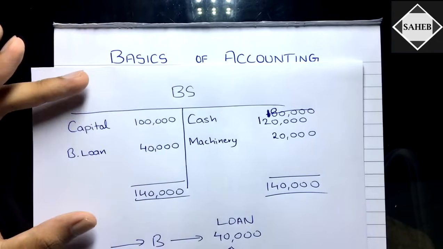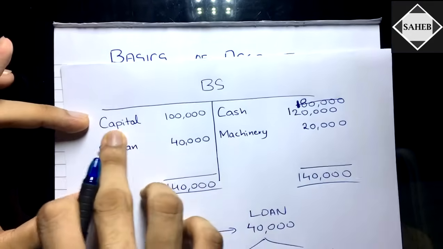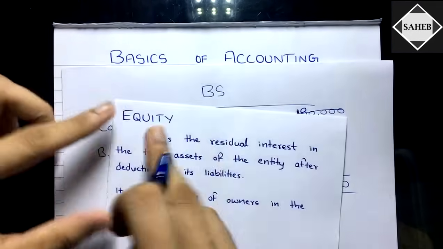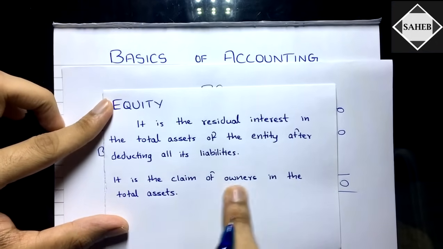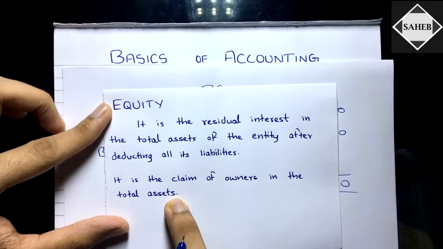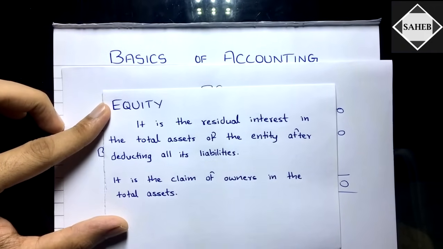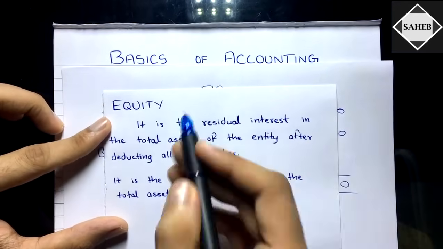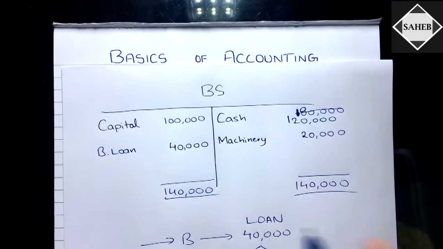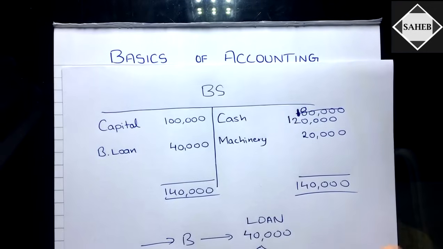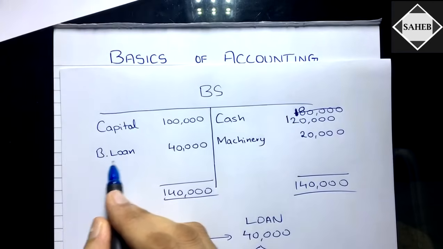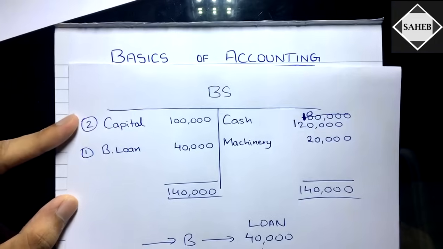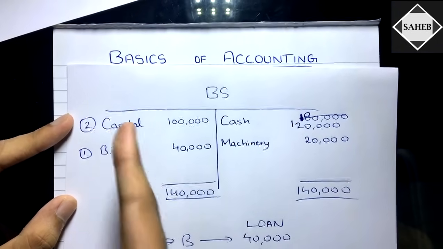So now you, the owner, also have a claim on the total assets of the company. If you see the definition of equity capital, it is the claim of owners in the total assets of the company after deducting all its liabilities, residual interest. Whatever is left, that's yours. That is what is meant by capital, whatever is left. So now what is left? See here, the liability holders also have a claim. So their claim comes first, then your claim comes. The first priority goes to the liability holders and then the owners.